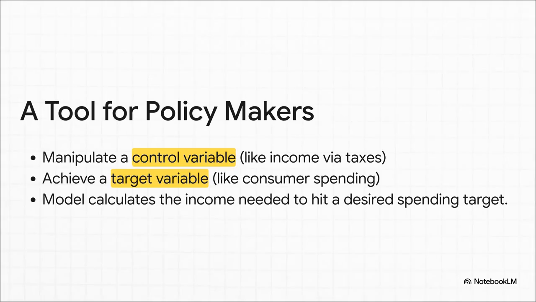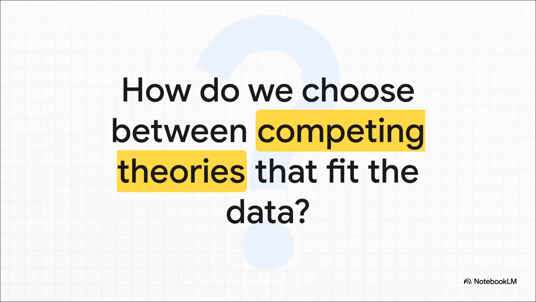And here's the payoff, the whole point of this entire process. Economics gives policymakers a real tool to help steer the economy. By changing a control variable, like income, maybe through a tax cut, they can try to hit a target variable, like getting consumer spending up to a level that keeps unemployment low. Our model can literally give them an estimate of what level of GDP they need to shoot for to make that happen.